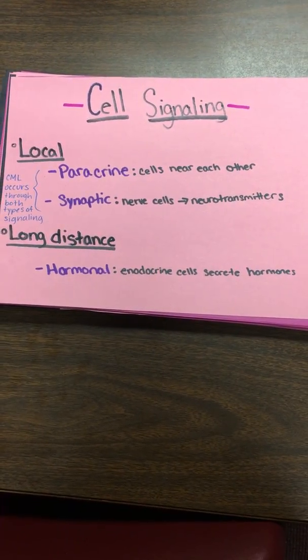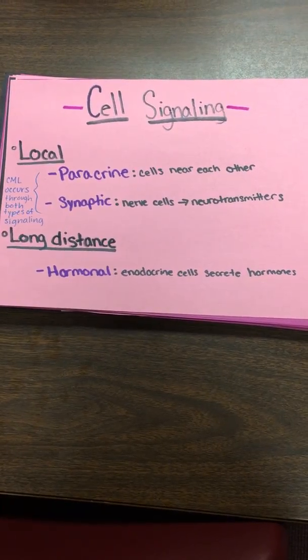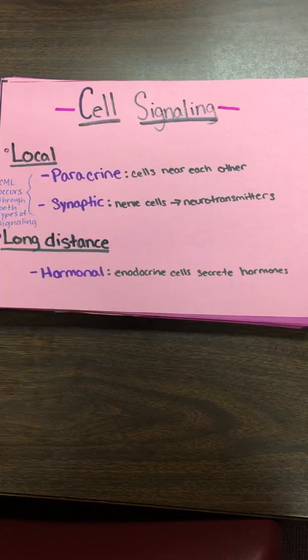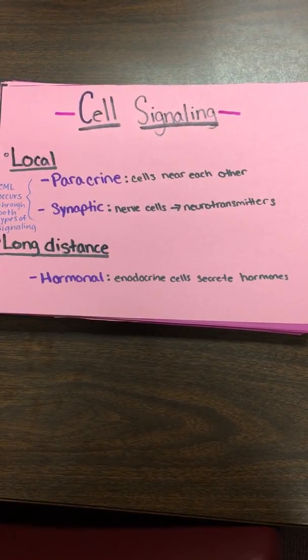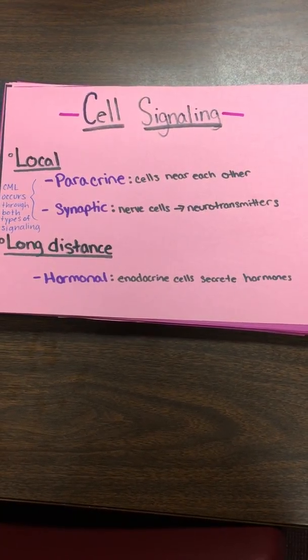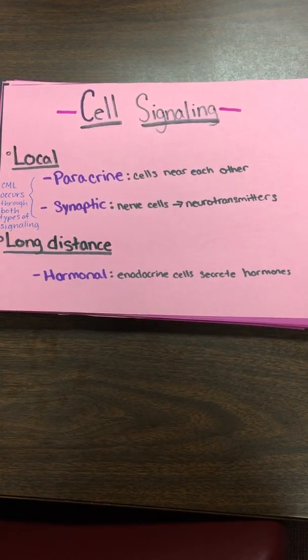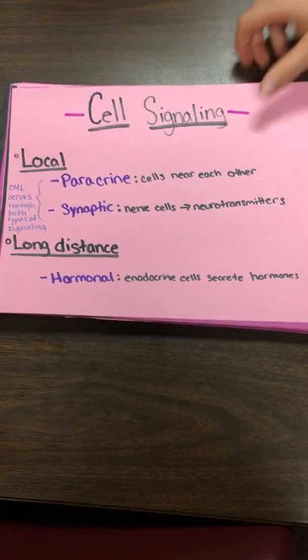Local signaling includes paracrine and synaptic signaling. Paracrine signaling is when cells communicate through chemical signals. These are done with neighboring cells. Synaptic signaling is when a nerve cell releases neurotransmitter molecules into a synapse, stimulating the target cell.